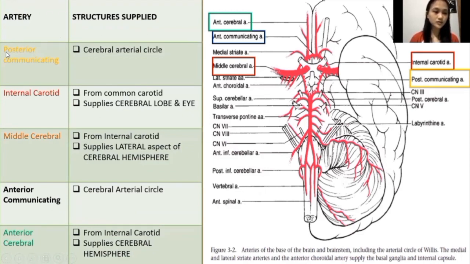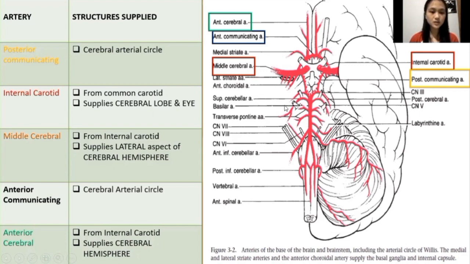This is a continuation. The posterior communicating artery supplies the cerebral arterial circle, while the internal carotid artery, which comes from, of course, the common carotid artery, supplies the cerebral lobe and the eye. The middle cerebral artery, which comes from the internal carotid artery, supplies the lateral aspect of the cerebral hemisphere. The anterior communicating artery supplies the cerebral arterial circle, and finally, the anterior cerebral artery comes from the internal carotid and supplies the cerebral hemispheres.